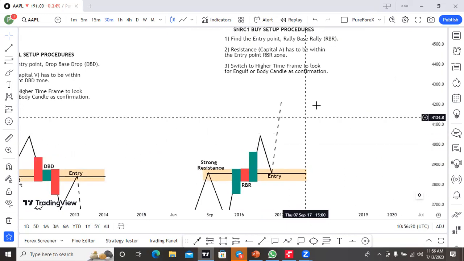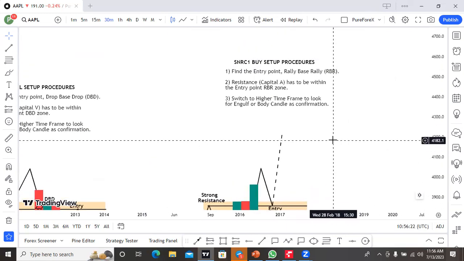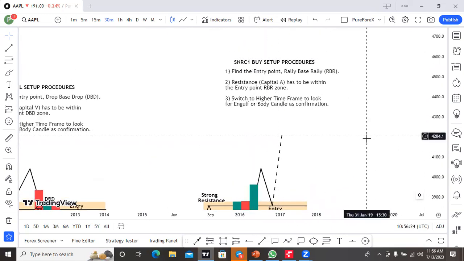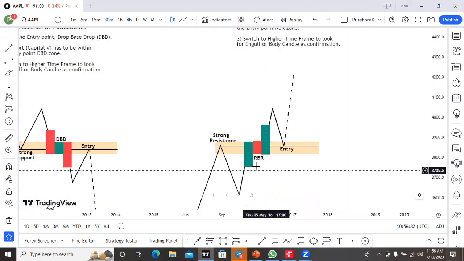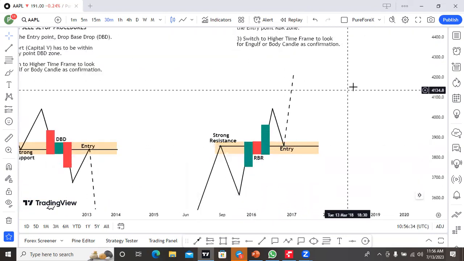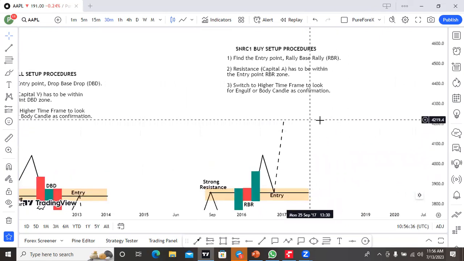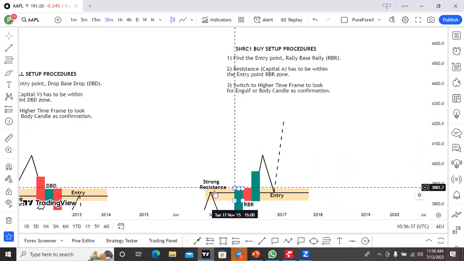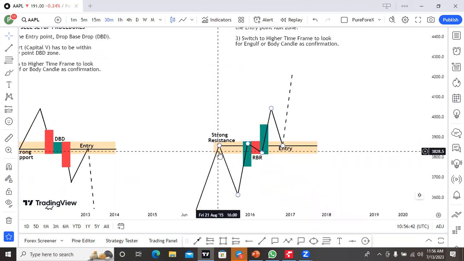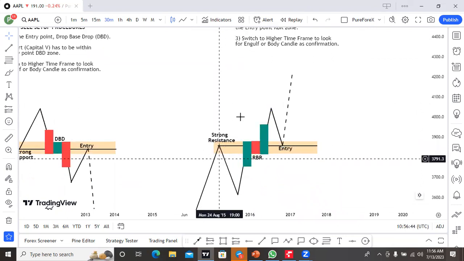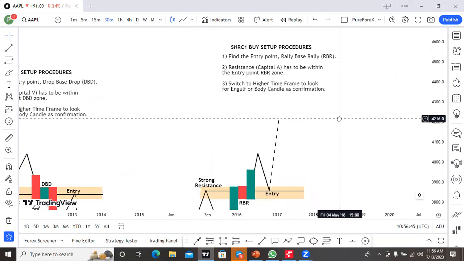So let's look at SNRC 1 buy setup procedures. In SNRC 1 buy setup procedures, 1, find the entry point, rally-base-rally, right? This is what rally-base-rally looks like. Now, second, resistance, capital A, this strong resistance, when you change to the line chart, it will look like A, right? It will look like A shape.